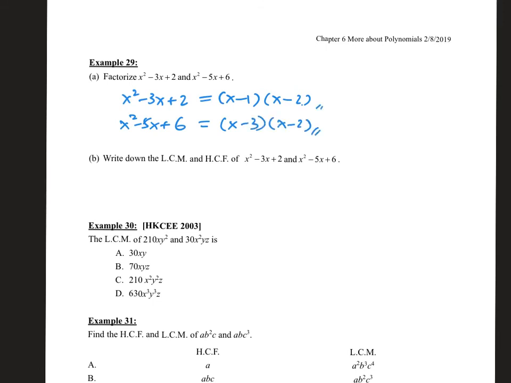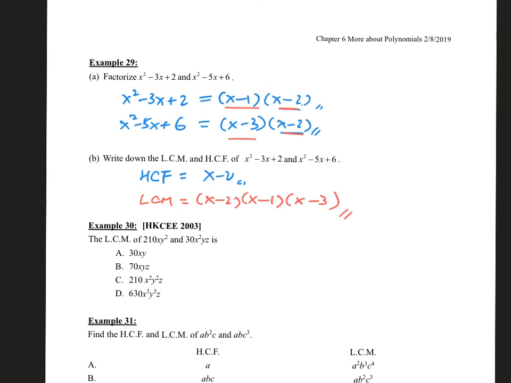You try to do it by yourselves, and I'll just write down the answers very quickly here for you. In order to get the HCF, as we mentioned before, you are searching for common factors between them. I only have x minus 2, so this is the HCF. Well, for LCM, x minus 2, of course, is one of our members, but we also have x minus 1 and x minus 3 to be included. And that's why the LCM will be the product of these three brackets.